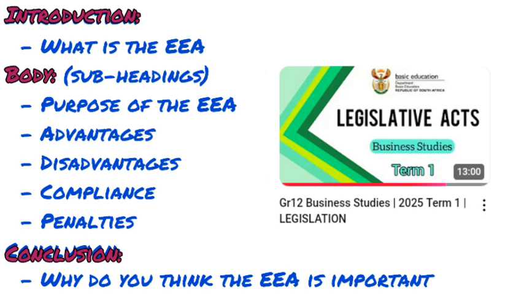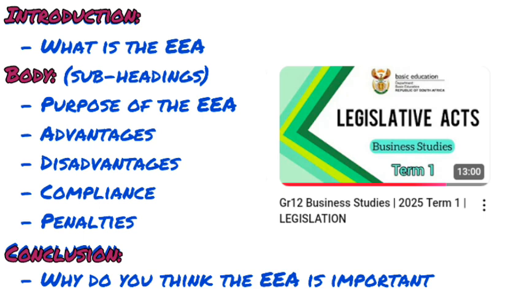Then under the purpose of the EEA, give me 5 points. Where are you going to get those 5 points? Go back to the video of legislative acts and look for 5 points to put under there. If you get to that video and I have for some reason maybe given 4 points, there is a link to the notes. Download it and make sure that you add 1 more point, and then do the same thing for advantages, disadvantages, and then do the same thing for compliance and penalties.